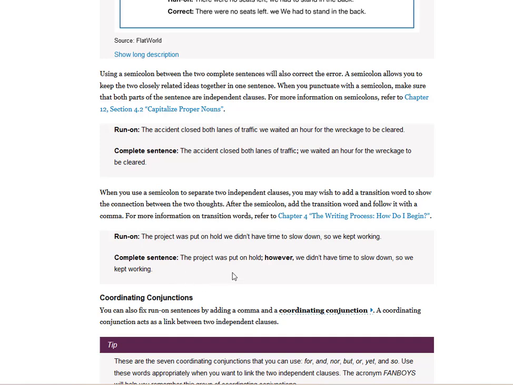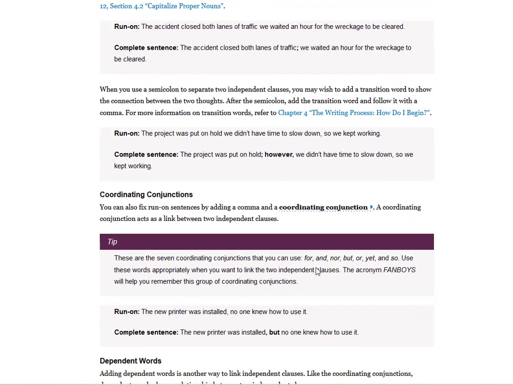The project was put on hold; however, we didn't have time to slow down, so we kept on working. So when you have a transition word, you can have a semicolon and then you can have a comma.